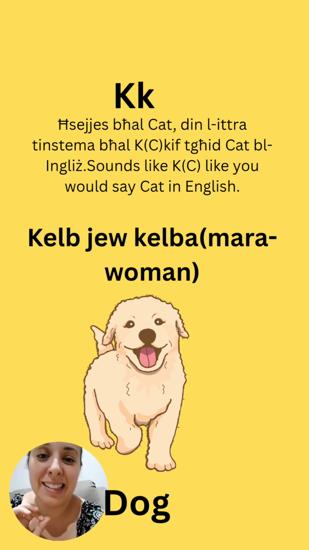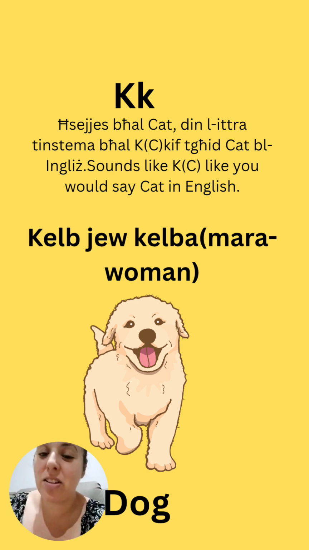K. Din il-litra tos pal cat. Din il-litra tisema pal k. Kif tgħid cat bil-Ingliż. This letter, the K, has a k sound, just like in English, the K has a k sound. But remember, in English, you have the C that also has the k sound, yeah? Well, in Maltese, it's just the K that has the k sound.